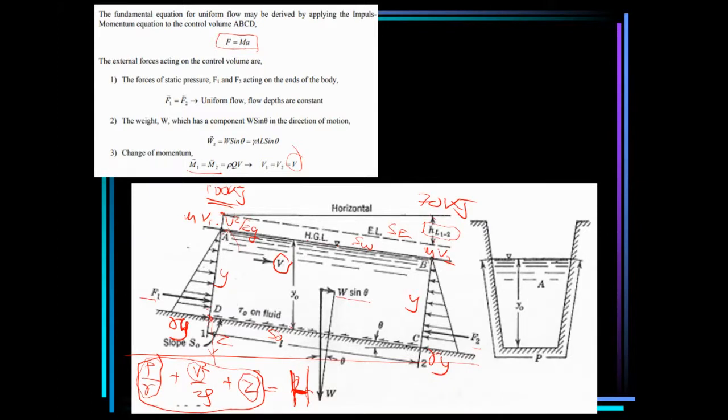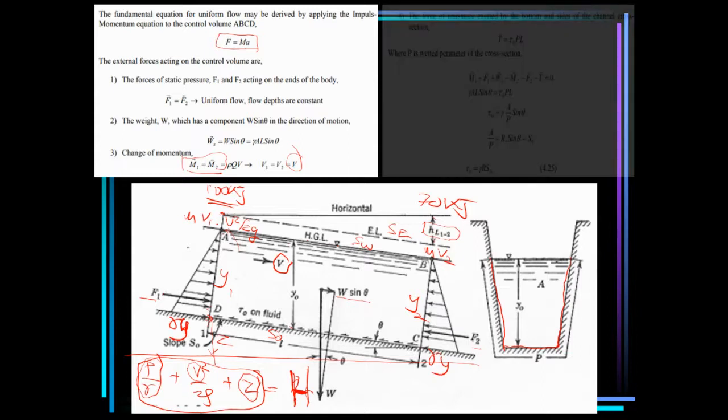So now in this case, the change in momentum will be zero, and the change in the pressure force will be zero because F1 is equal to F2, because Y1 is equal to Y2. And this is the wetted perimeter, which includes the bed and all solid surfaces in contact with the fluid.